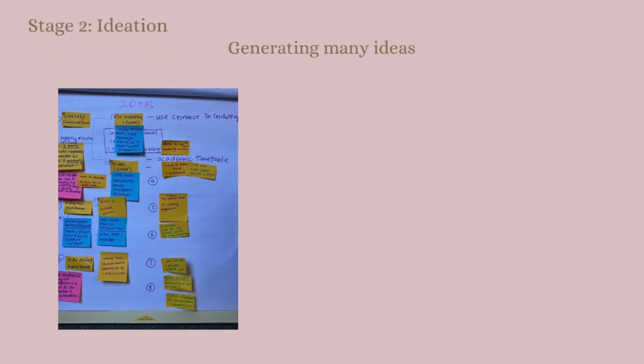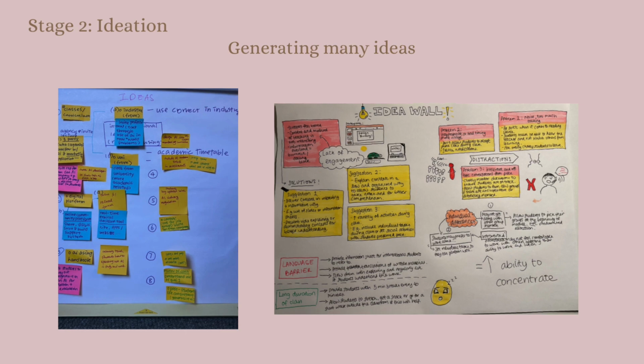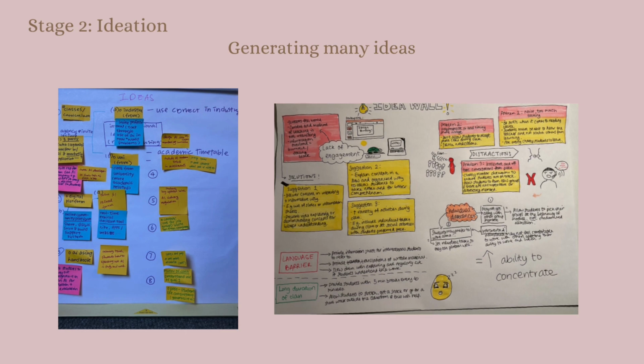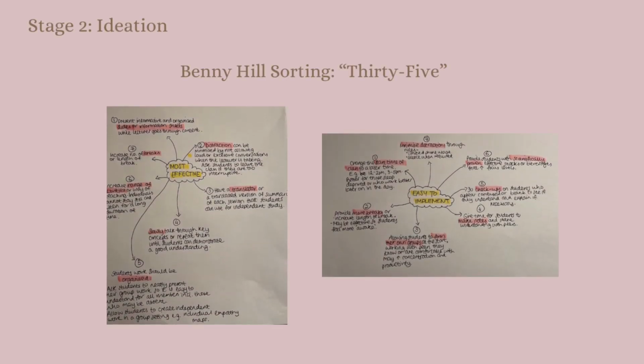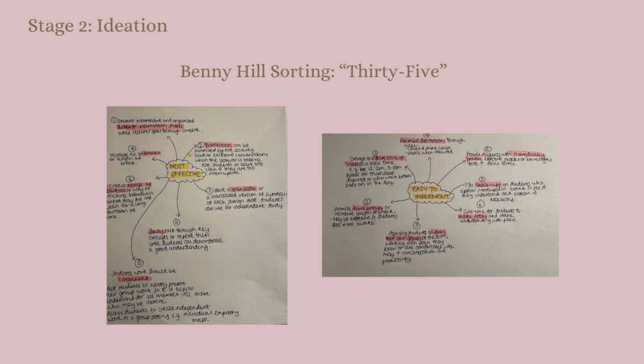Similar to an idea wall we created in class, I created my own idea wall outlining each problem previously reported in the pie chart and a range of possible solutions. These recommendations are simple and implementable but have significant effects. I clustered and ranked my ideas using the Benny Hill sorting 35 method, with my categories being most effective and easy to implement. I placed 7 ideas into each category, with 1 being the first and 7 as last in rank.